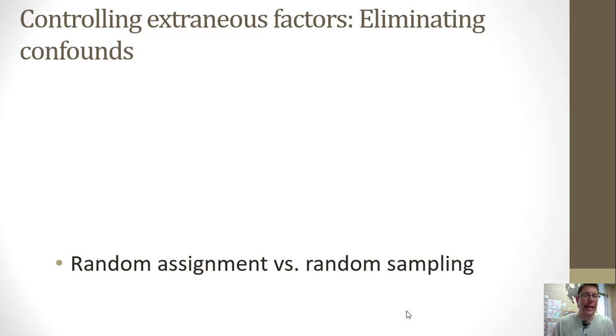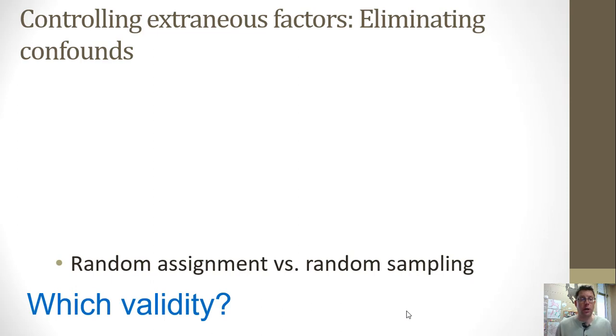These two things sound similar because they both have the word random in them, but they're different. They differ in terms of which validity they relate to. So remember, internal and external validity. Random assignment helps us with our internal validity. It's irrelevant for external validity. The opposite is true of random sampling. Random sampling is all about external validity, and has nothing to do with internal validity.